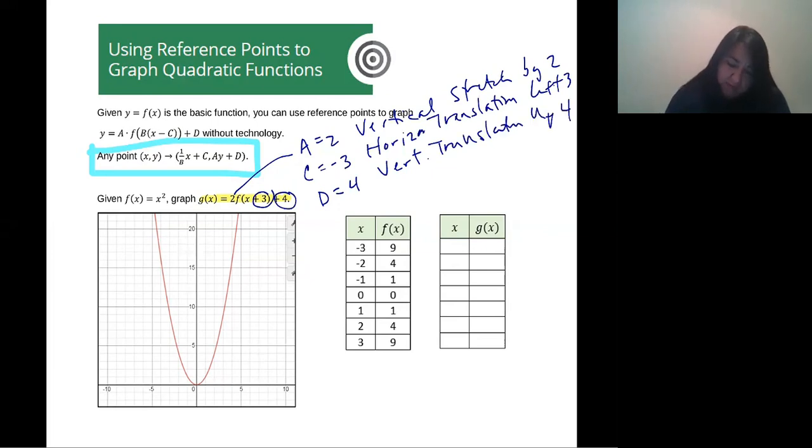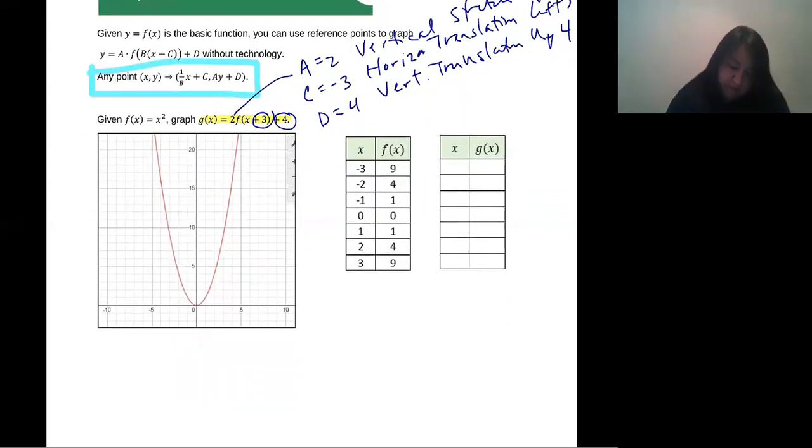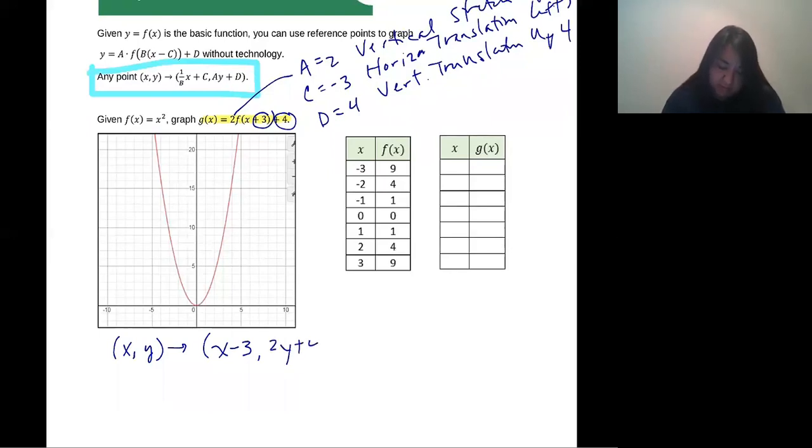So I'm going to write my coordinate rule to help me find my table of values. I know that x, y is going to be mapped to, and so it's 1 over b. We don't have a b value, so it'll just be x. And it says plus c, so I'm adding -3, which is the same as subtracting 3. Then I take a times y, which is 2 times my y values, plus my d value, which is 4. And this will help me produce my new x, y coordinates for my transformed function.